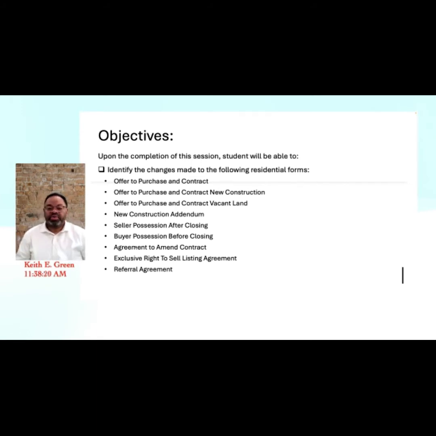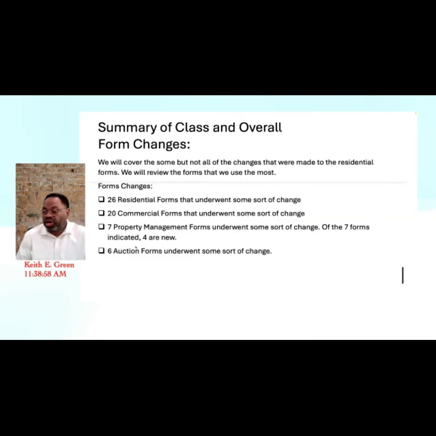All right, so what are our objectives for today? By the end of this class, you should be able to identify the changes made to the following residential forms. We're going to talk about the offer to purchase contract, the offer to purchase contract for new construction, the offer to purchase contract for vacant land, some of the changes made to the new construction addendum, the setup of possession after closing, as well as the buyer possession before closing. We're also going to talk about the agreement to amend the contract, the exclusive right to sell listing agreement, and the referral agreement.